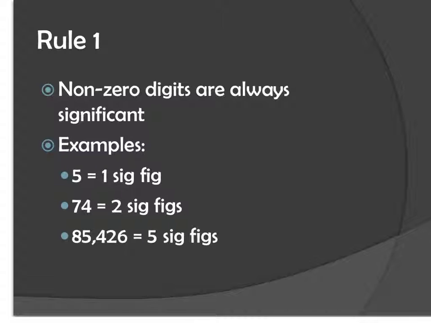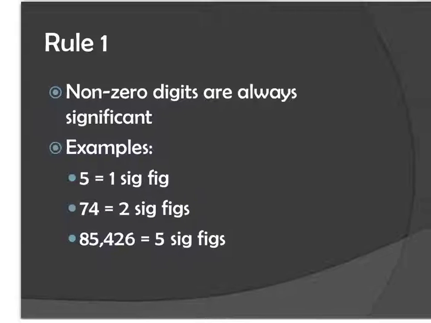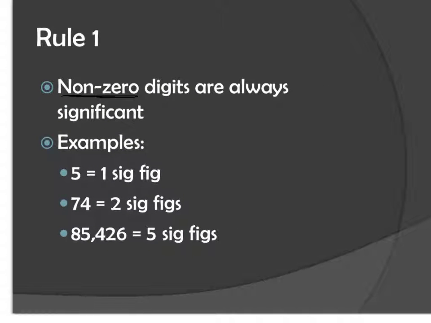All right, so rule number 1. Rule number 1 is a pretty easy rule, and it basically says that whenever we have a measurement, and it includes non-zero digits, so numbers 1 through 9, those numbers will always be considered significant. They will always be considered significant. So if we look at a number like 5, so let's say we have 5 feet. In the measurement of 5 feet, we would have 1 sig fig. What about if we had 74 inches? In that number, we would have 2 sig figs.